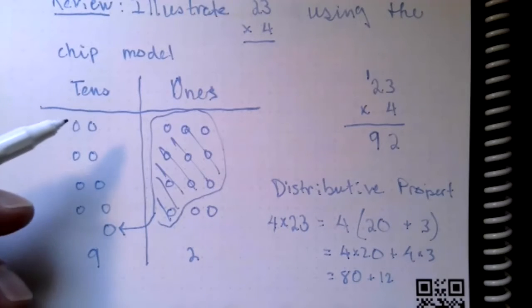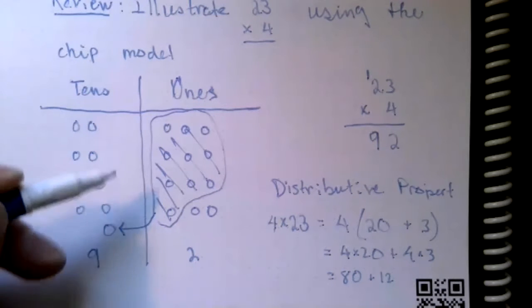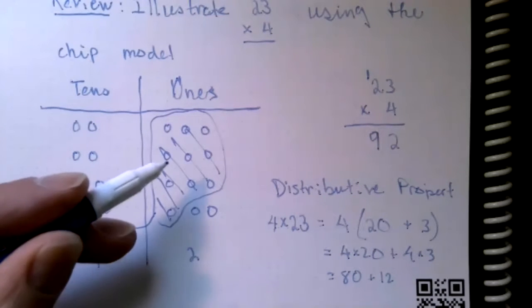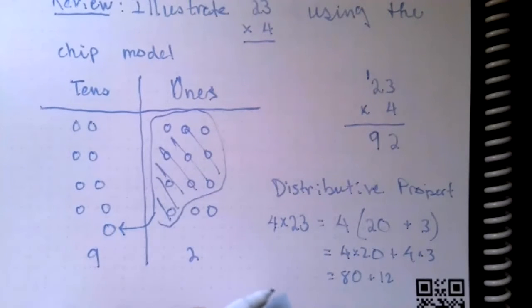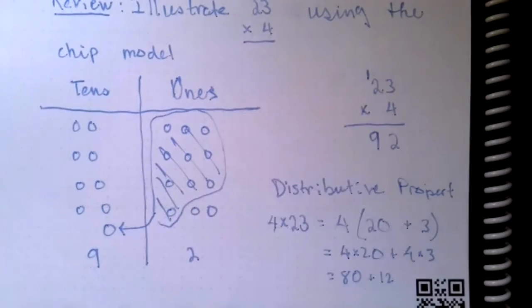Okay, you can also see it in the chip model. We had 1, 2, 3, 4 copies of 20. That's 80. And then we had the additional 1 coming from over here. So you have multiple ways to understand where this 1 is coming from in the standard pencil and paper algorithm.